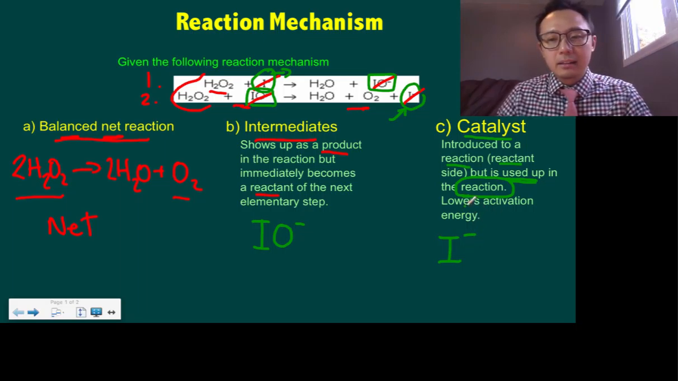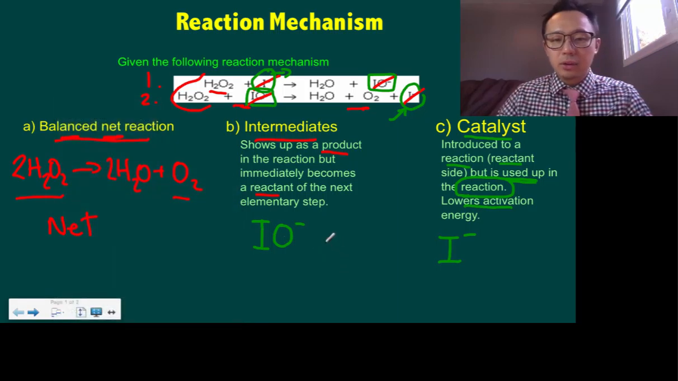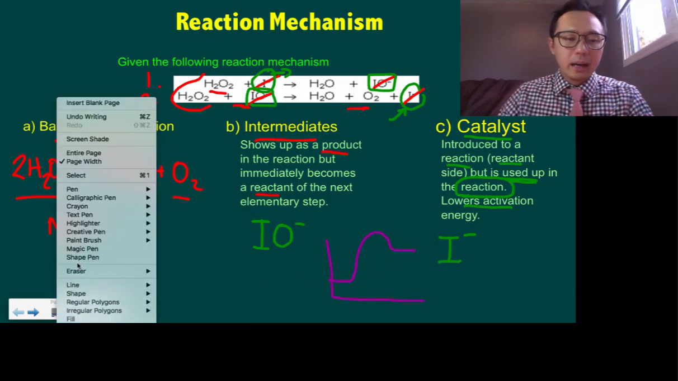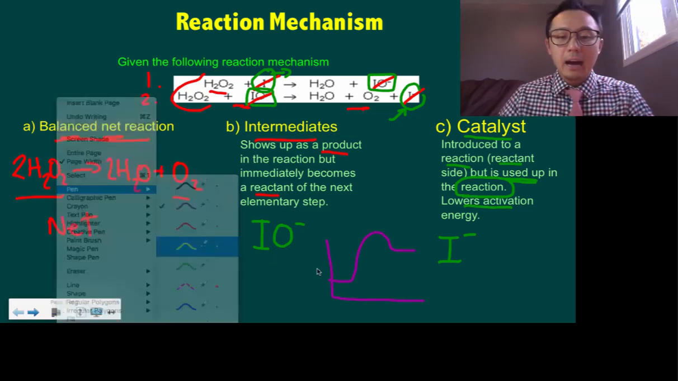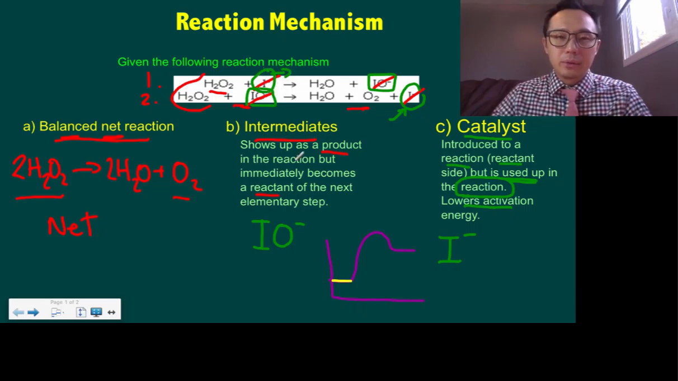And how it does that is it lowers the activation energy. So if you remember your potential energy curve, this is the sample endothermic curve. And if we were to draw a catalyzed reaction, it's going to start off the same because it's going to introduce the catalyst.